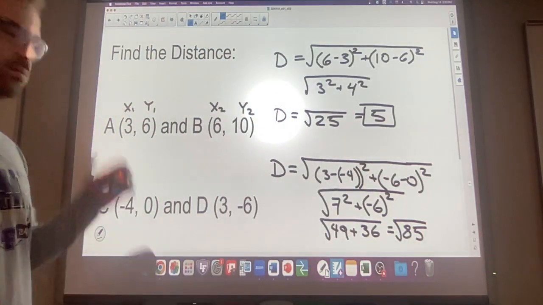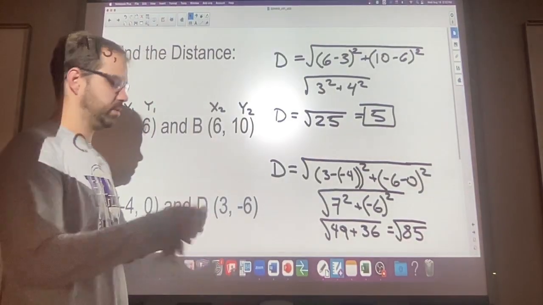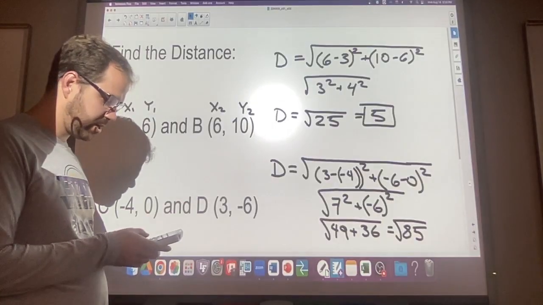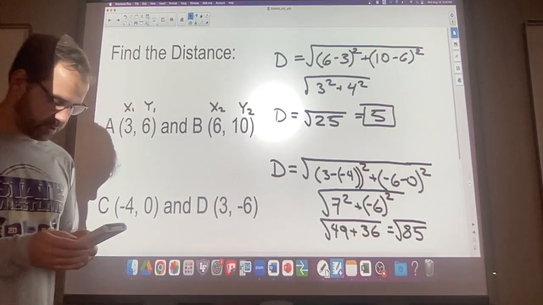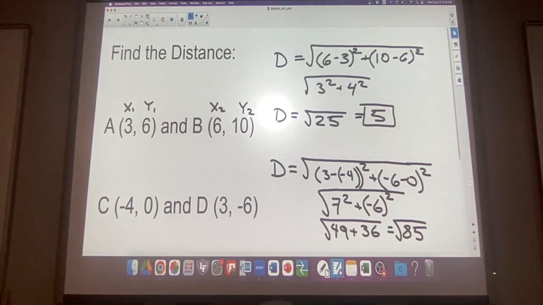Okay, now I'm going to get a calculator, and then we're going to get our answer with 3 decimal places, because 85 is not a perfect square. We're going to get a decimal. And I think my calculator just died. Nope, there it is. Okay. No, it did die. Come on, calculator.